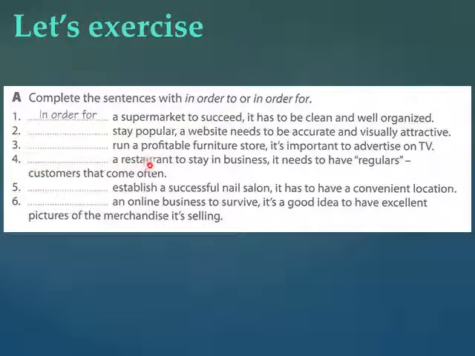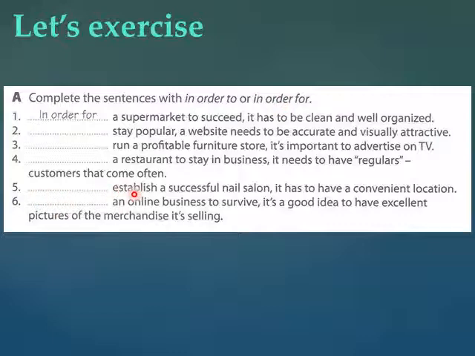Number 4, a restaurant to stay in business, it needs to have regulars. Regulars here, this means the customers that come every day, customers that come often, just like we said. So here a restaurant, this is a noun, so I'm going to choose in order for.